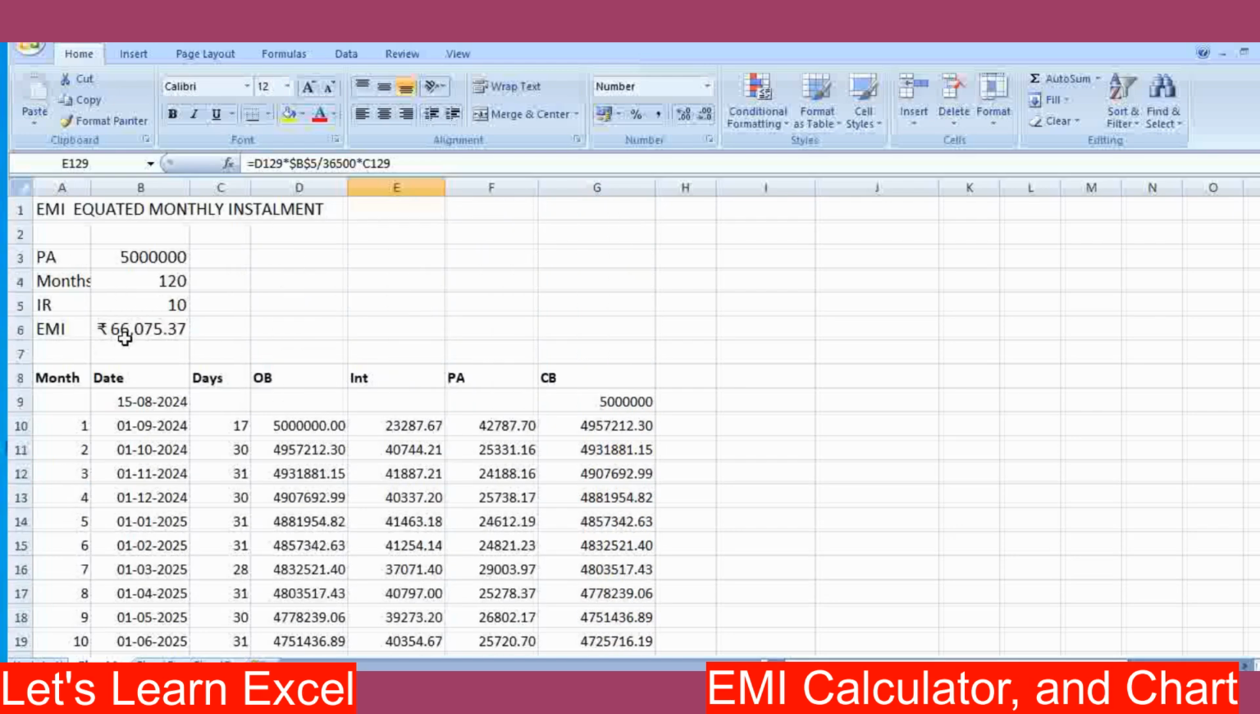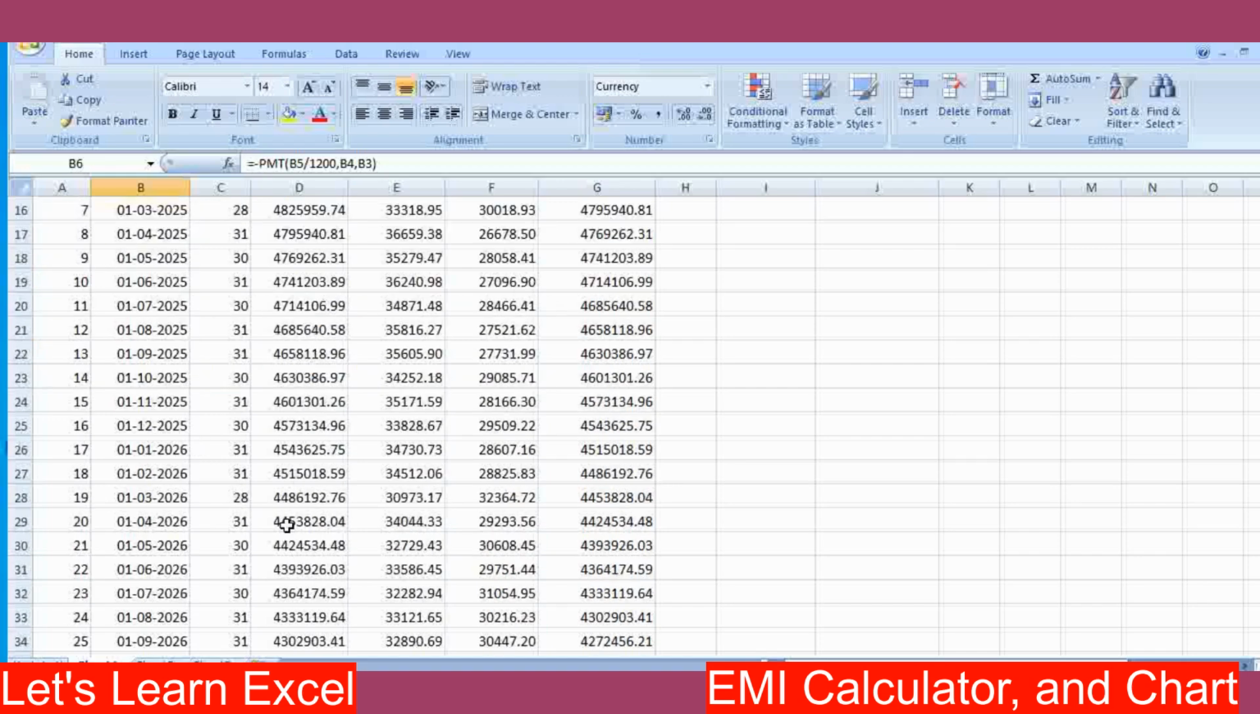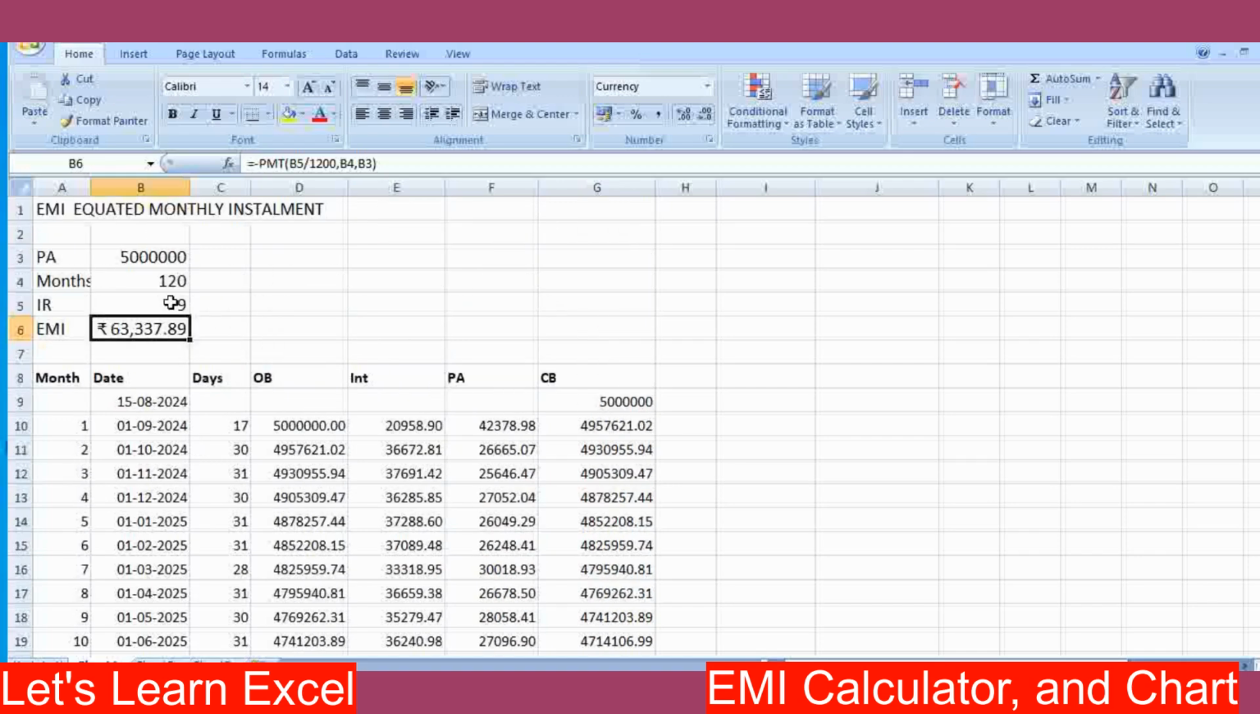Now the same applies here. Suppose the interest rate is 9% here. Again it will be 63,000. For 10% it had calculated 66,000, right? Okay.